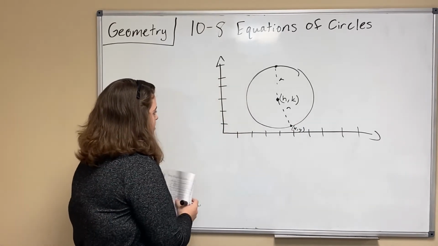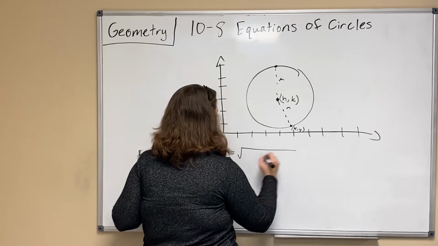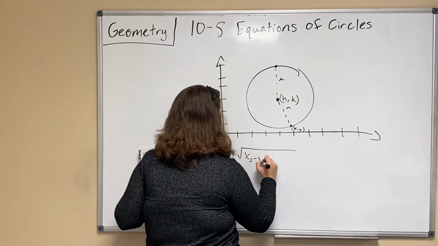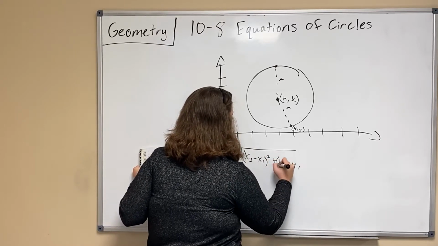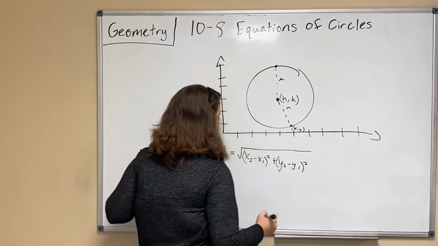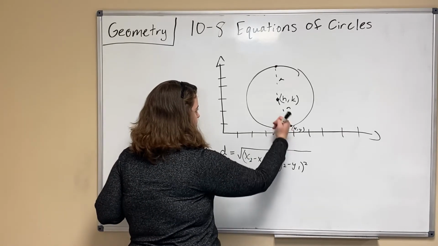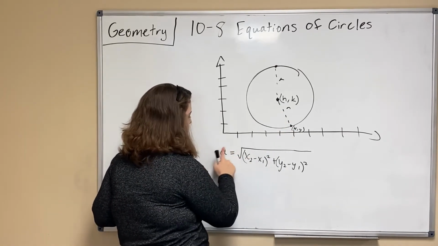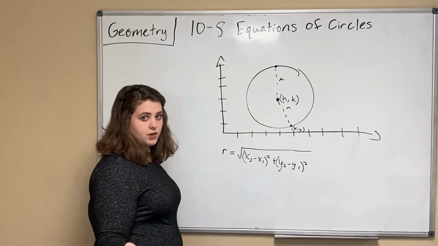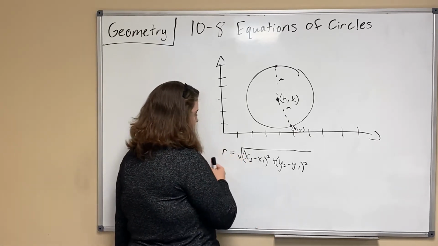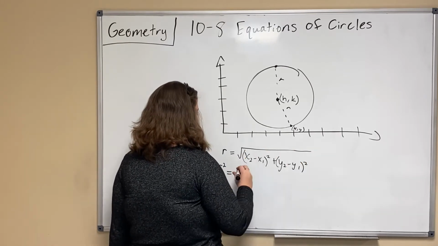Because when I have my distance formula, if you remember, the distance formula equals the square root of (x2 minus x1) squared plus (y2 minus y1) squared. Now, if the distance we're solving for is going to be our radius, we're going to plug an r in where the d was. That's our radius. So for the standard form of an equation for a circle, we're going to square both sides so that we get r squared, so we can get rid of this square root.